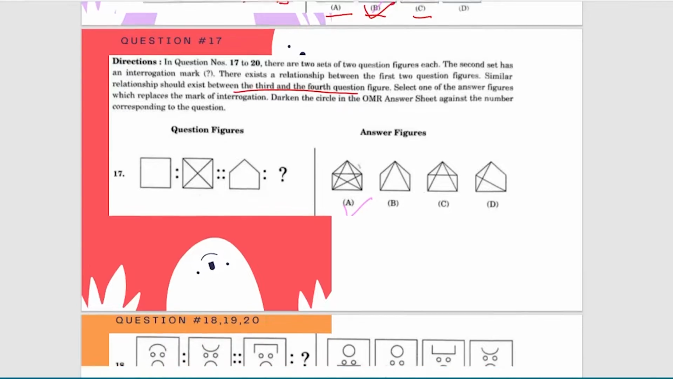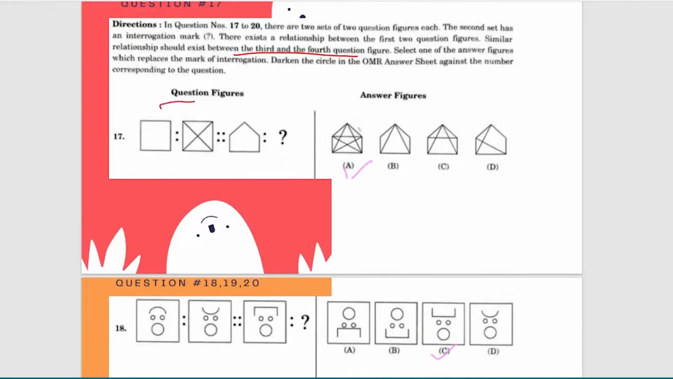So let's see here. Basically they are saying there is a relationship between these two, and the same relationship should be there between these two, between whatever we're going to put in place of the question mark and this figure. So let's see. First there was a square here, and then we mark the diagonals of the square. So now there is a pentagon here. So now we should mark the diagonals of the pentagon. So we can see that A has all the diagonals of the pentagon.